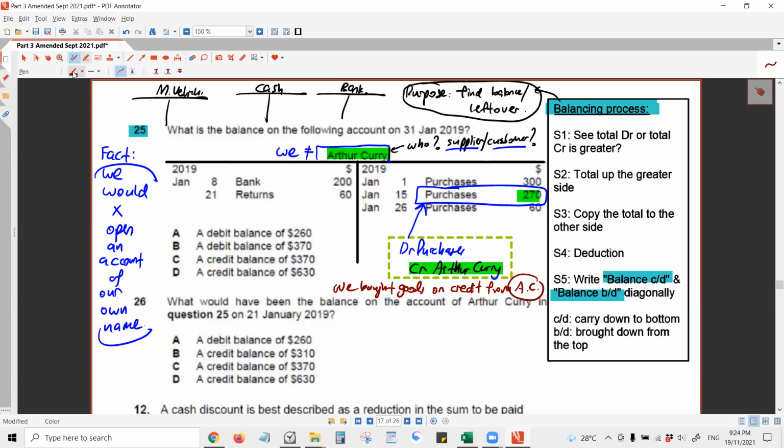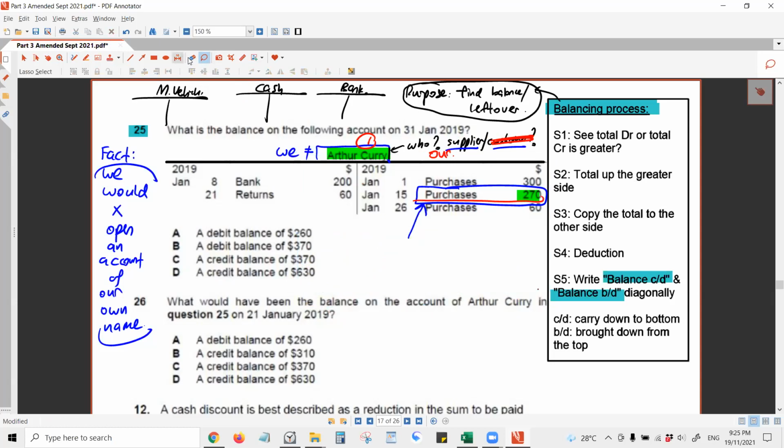Okay, let me repeat. When you see a person's account, you must first know who is this Atakari. You look at the entry here. This comes from debiting purchases and crediting Atakari. This indicates we focus on credit from Atakari. Therefore, Atakari is our supplier. Okay, that's how to determine. So supplier, our supplier. But that's not the thing in this question. I still explain to you because it's very important for certain exam questions. Atakari is our supplier.